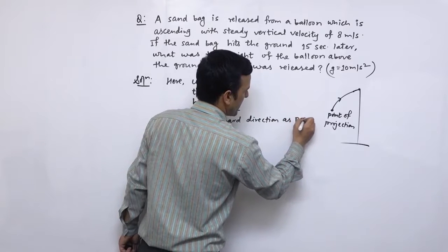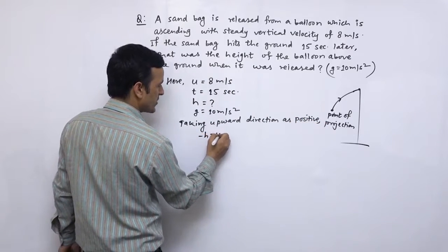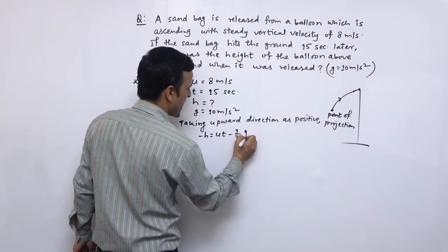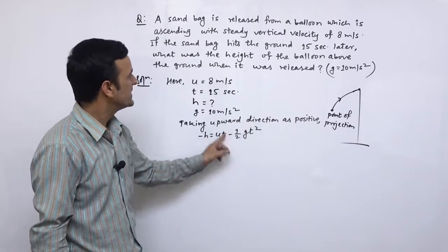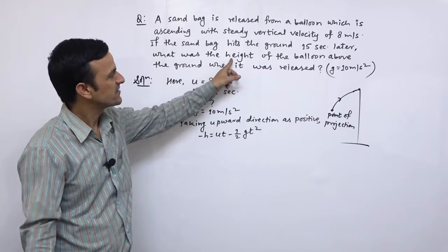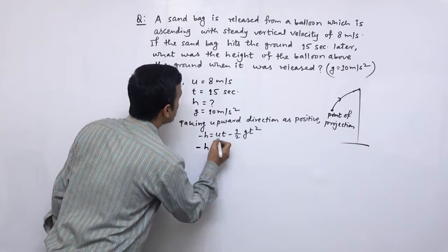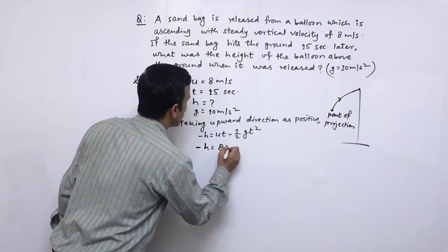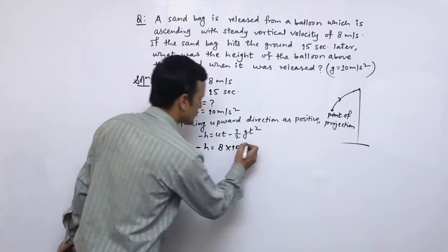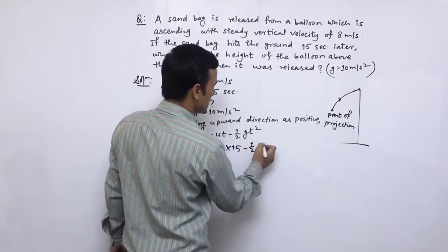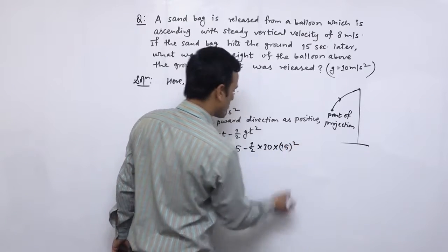as positive. So minus h is equal to ut minus half gt square. So this is the formula to find the distance or height. So minus h means minus h, u means it is 8 times 15, 8 into 15, time is 15 seconds. Half into g means we have 10, into time means it is 15, 15 square.